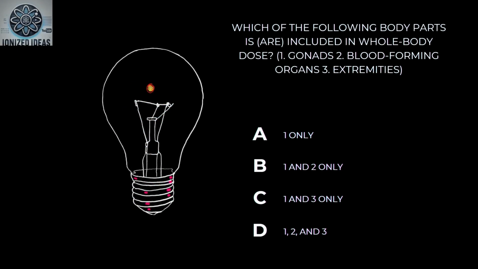Which of the following body parts are included in whole body dose? 1. Gonads. 2. Blood-forming organs. 3. Extremities. A. 1 only. B. 1 and 2 only. C. 1 and 3 only. D. 1, 2, and 3.